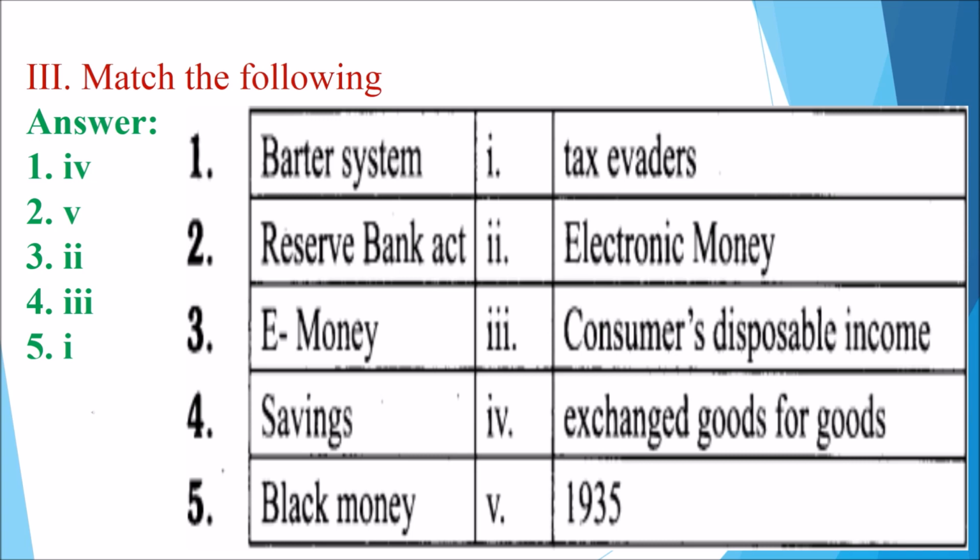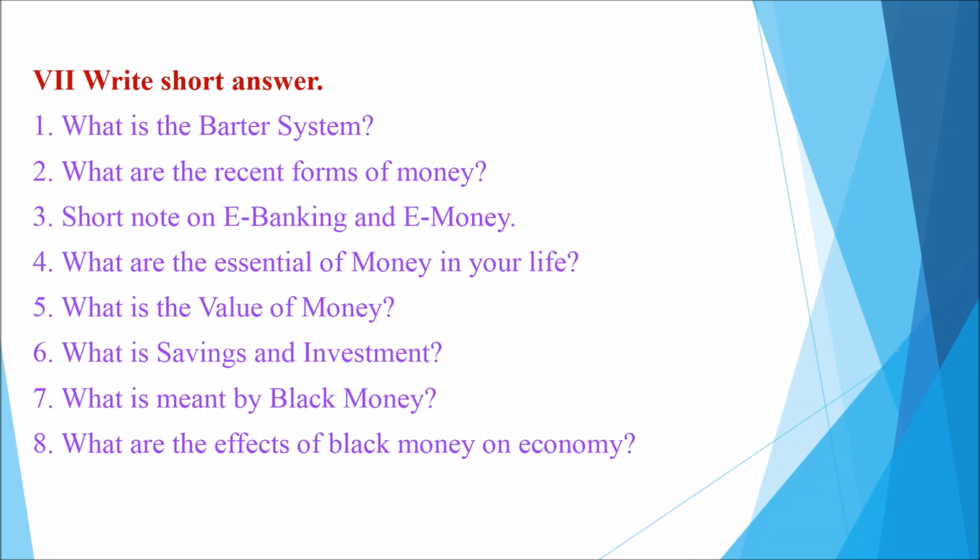Question number 4. Savings. So the correct answer is consumers' disposable income. Question number 5. Black money. So the correct answer is tax evaders. Roman letter 7. Write short answer.